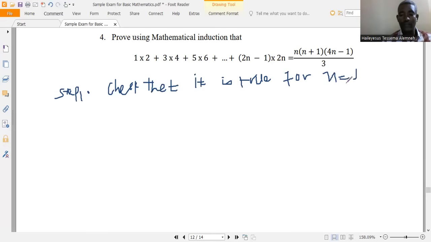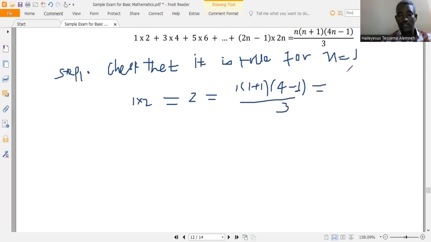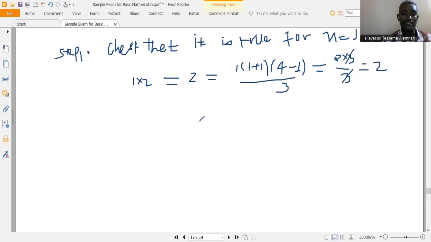Check that the first term holds, which is 1 times 2. This is the same as 2 multiplication, which should be the same as 1 times (1 plus 1) times (4 times 1 minus 1) over 3, which is 2 times 3 over 3, which is equal to 2. So it holds for the first step.